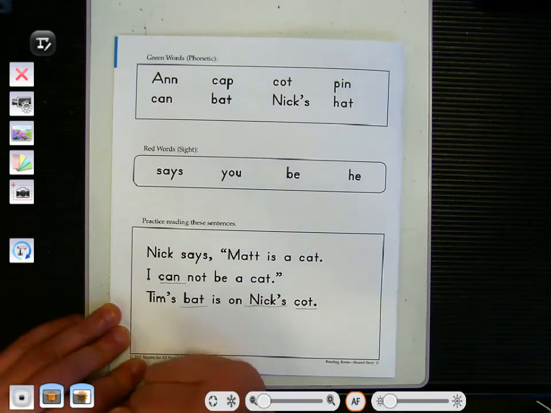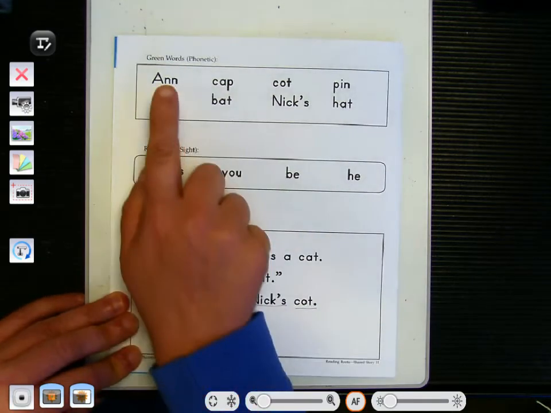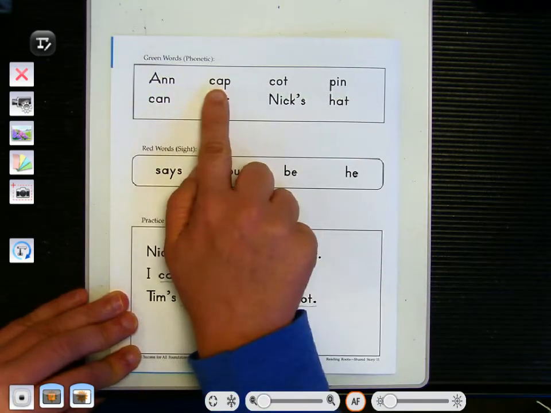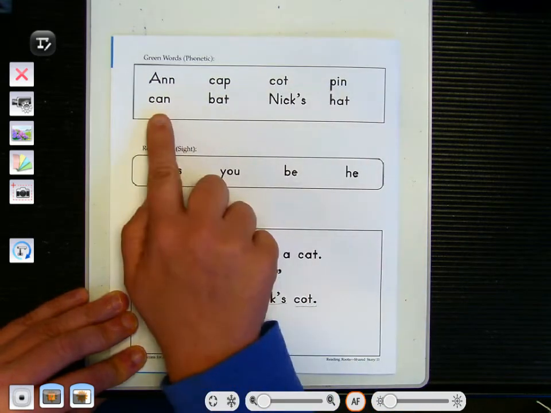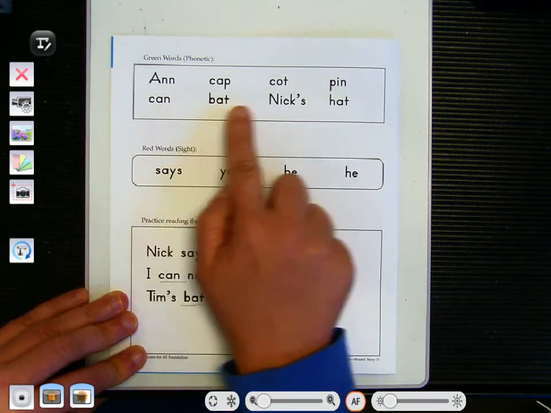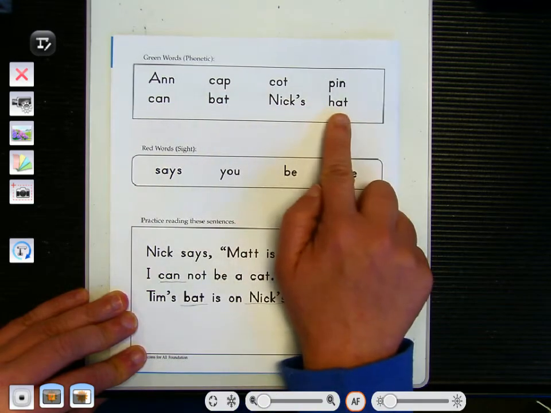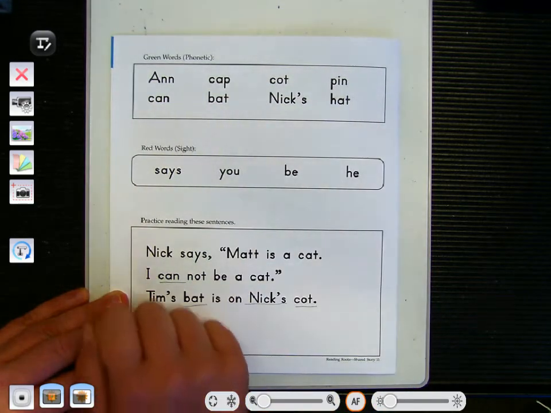All right, let's read these words fluently. An, cap, cot, pin, can, bat, nix, hat. Your turn.